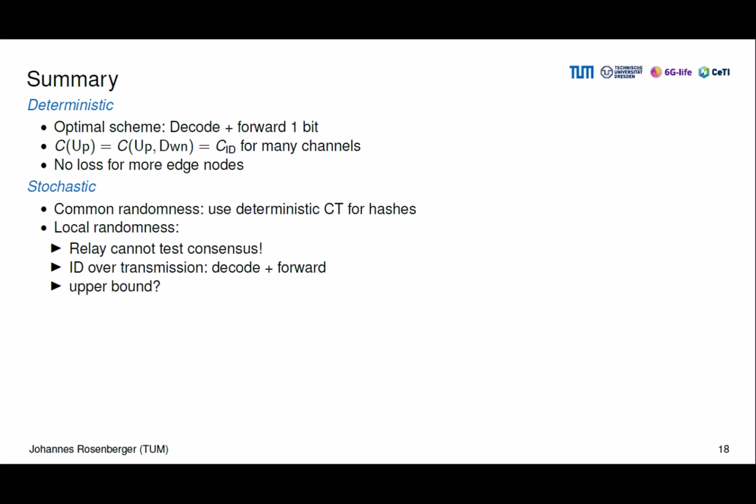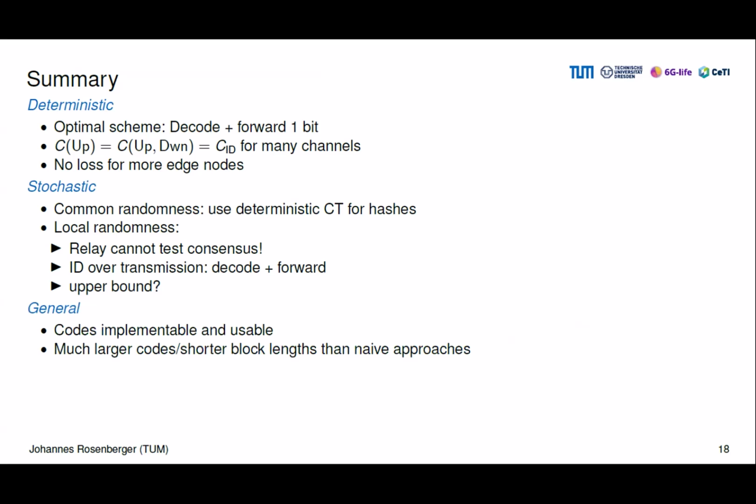For the stochastic case, we can use deterministic consensus testing for the hashes if we have common randomness, because the seed is already distributed. For local randomness, the relay cannot test consensus at all, because you can't compress the other message, basically. You can only compress one from the doubly exponential into an exponential set. And therefore, our strategy is identification over a transmission code with a decode and forward transmission strategy. And this may be optimal. We haven't proved it. So the upper bound is open.